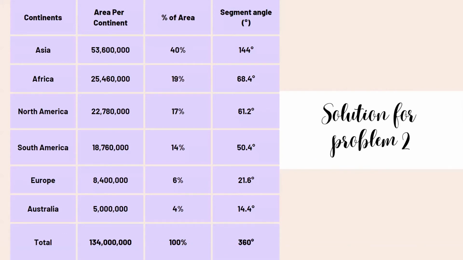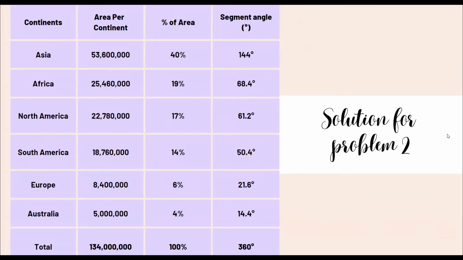Lastly, for Australia, we have 5 million over 134 million times 100. To check it, just add all the percentages and angles. For the percentage, you just need to get 100%, while for the angle, you just need to get 360 degrees. Next, please.